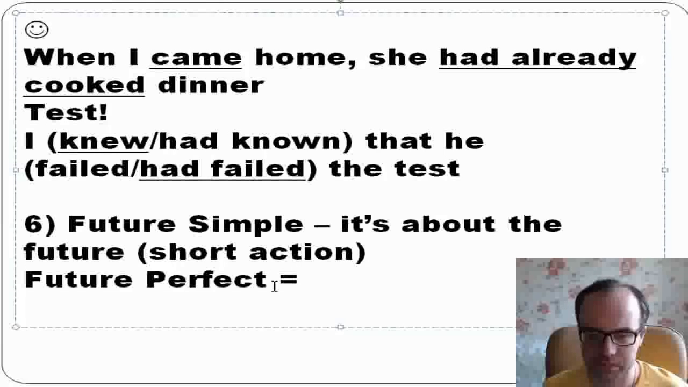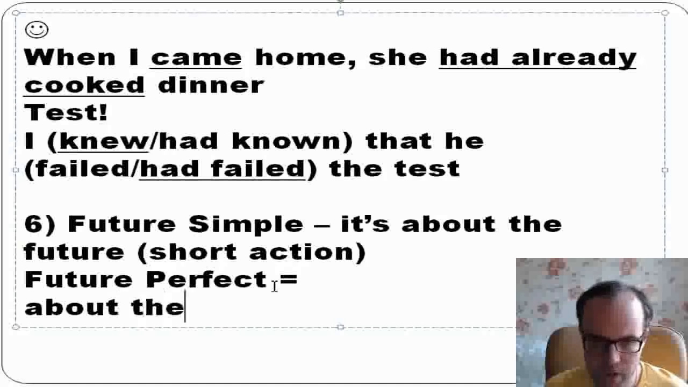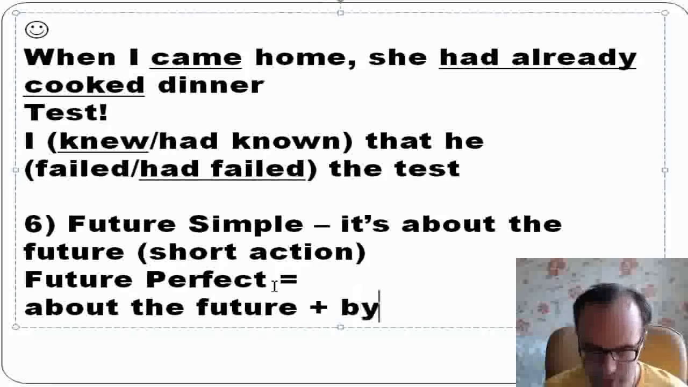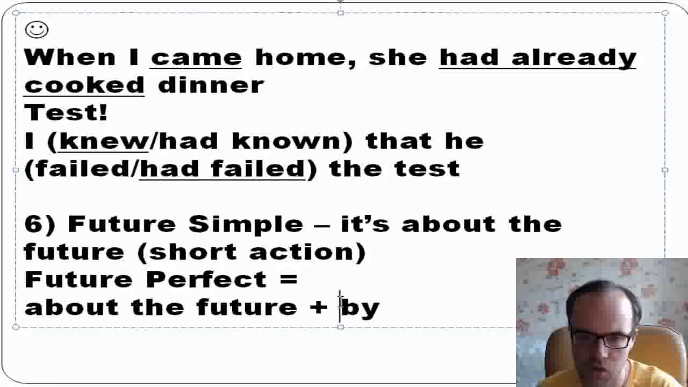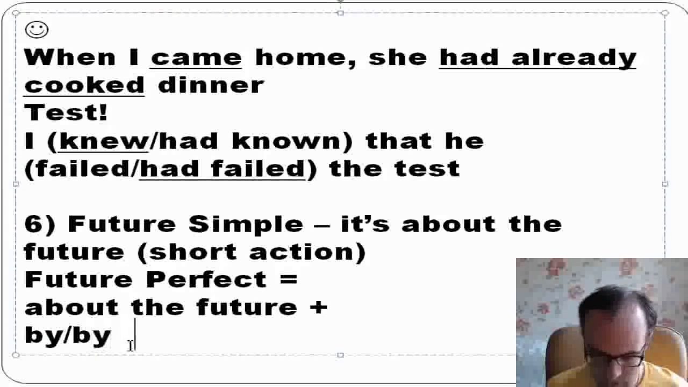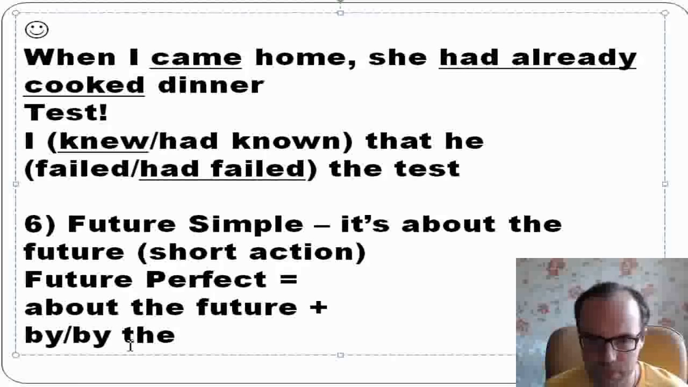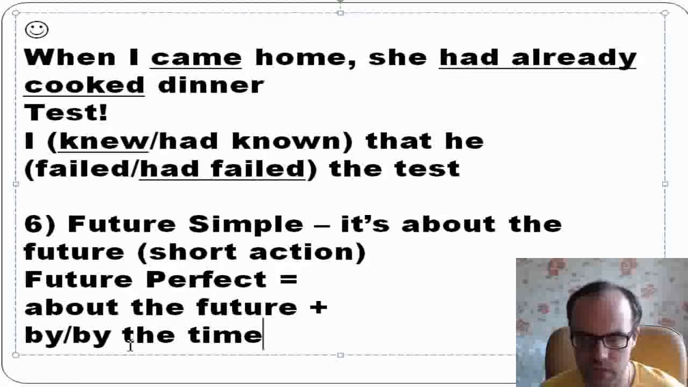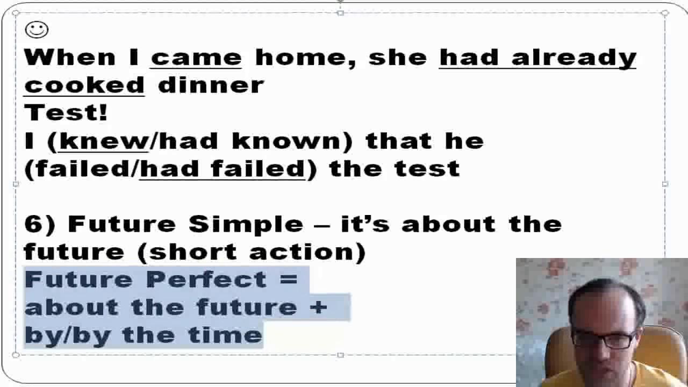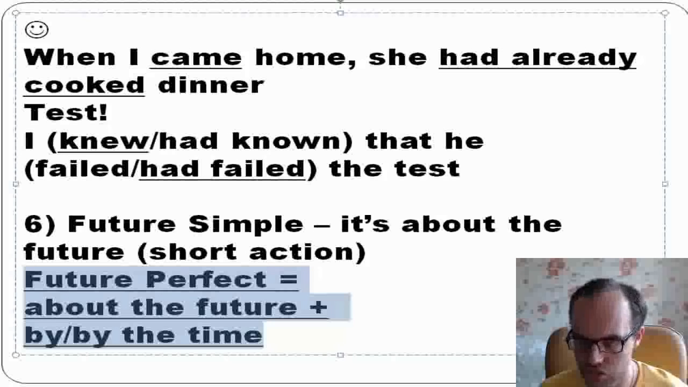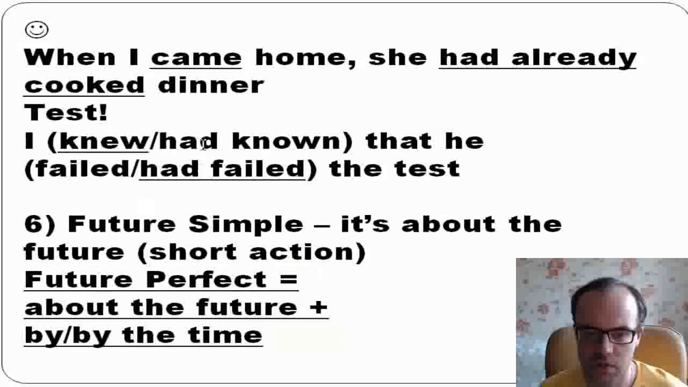We use future perfect when you talk about the future and when you have "by", or "by the time", in a sentence. Yes, it's about the future. Look, but first let's revise it.